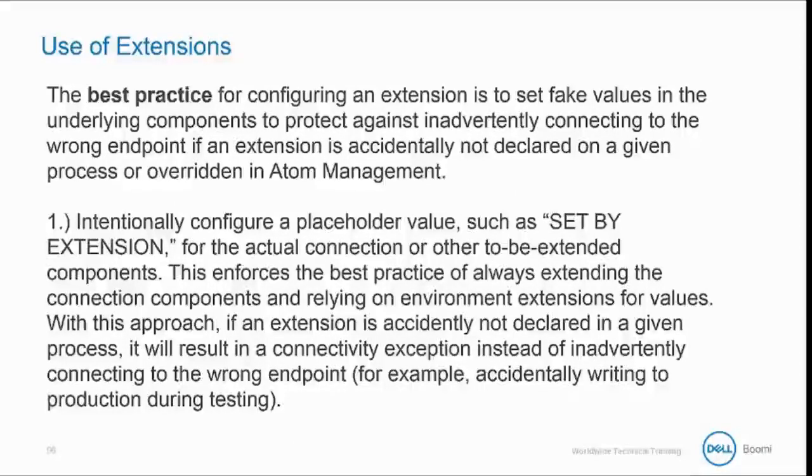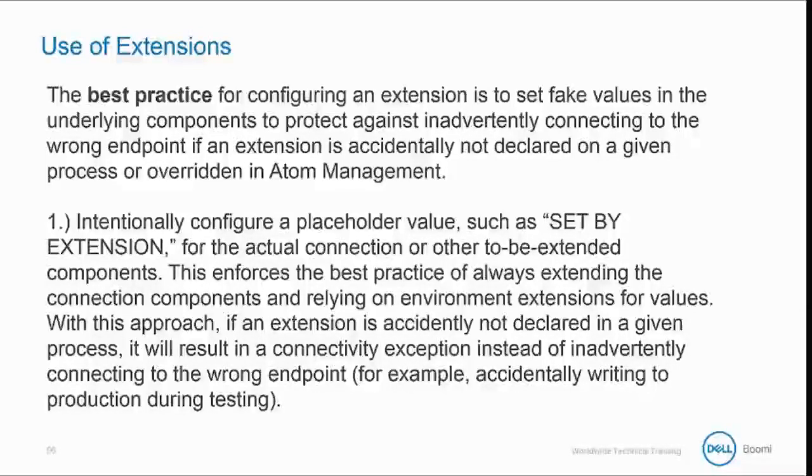When using extensions, the best practice for configuring an extension is to set fake values in the underlying components to protect against inadvertently connecting to the wrong endpoint if an extension is accidentally not declared on a given process or if it's overridden in atom management.